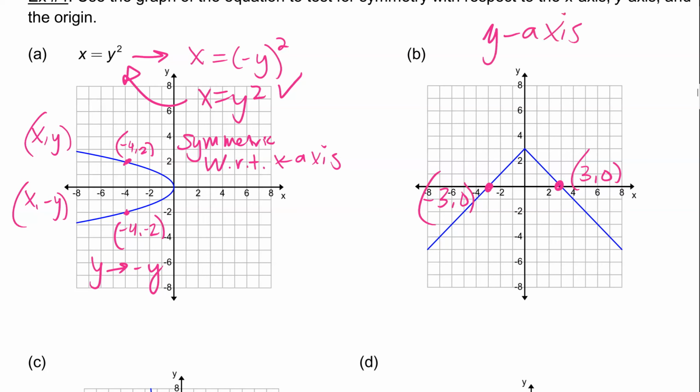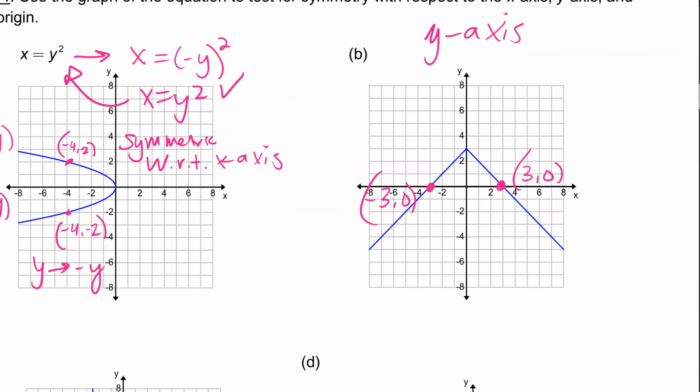So if it's symmetric with respect to the y-axis, we can substitute in, did I not give you a function? It's not at all. This is y equals negative absolute value of x plus 3. There's our function. Okay, ready? Let's plug in negative y and see what we get.